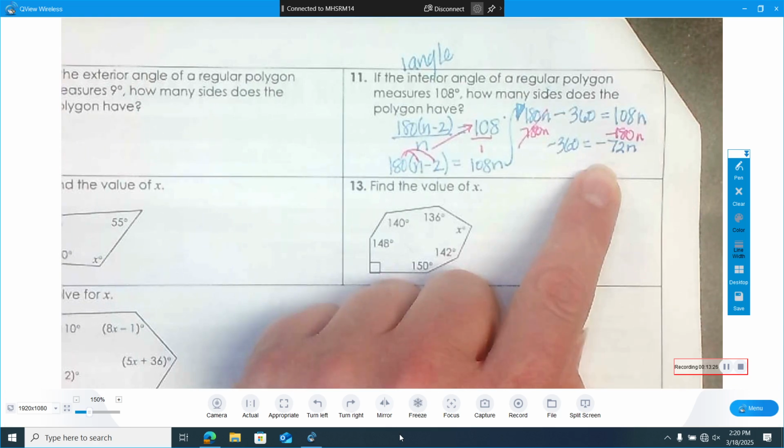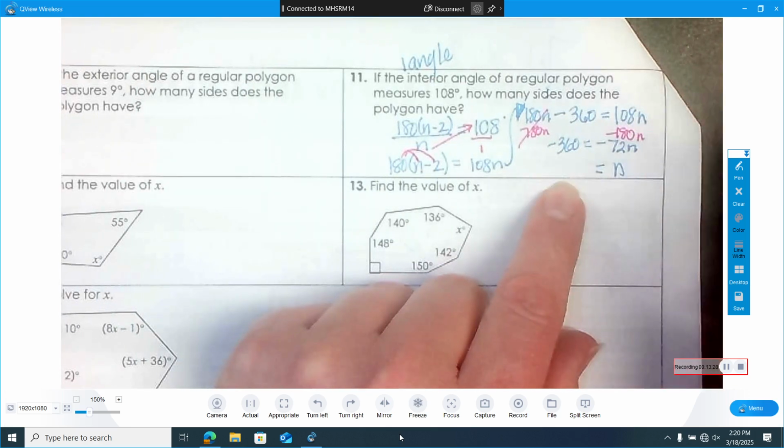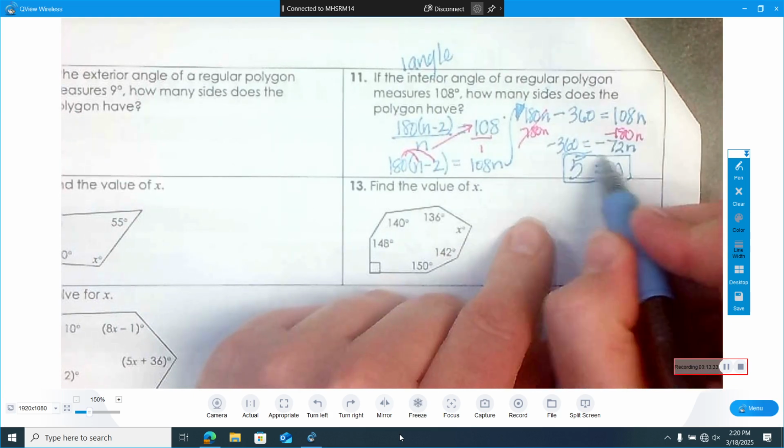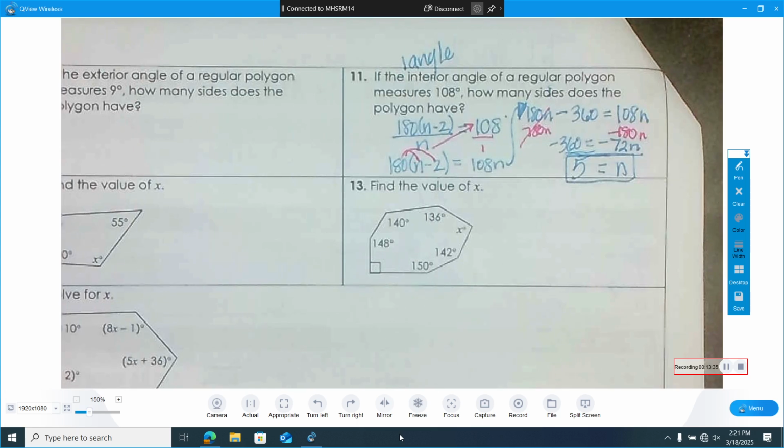Divide by negative 72. Good. So we get n equals 5. 5 sides for our polygon.